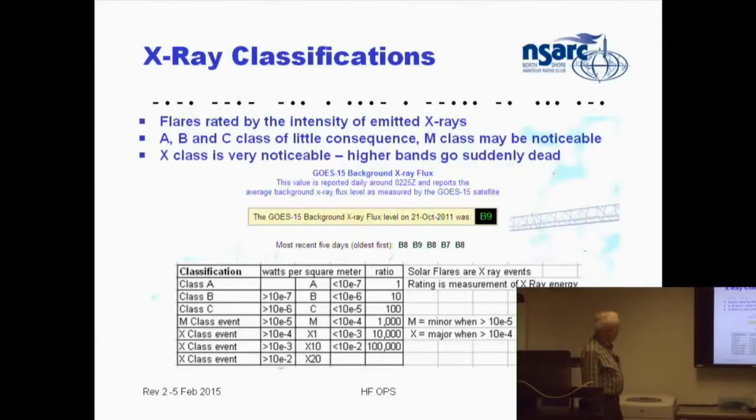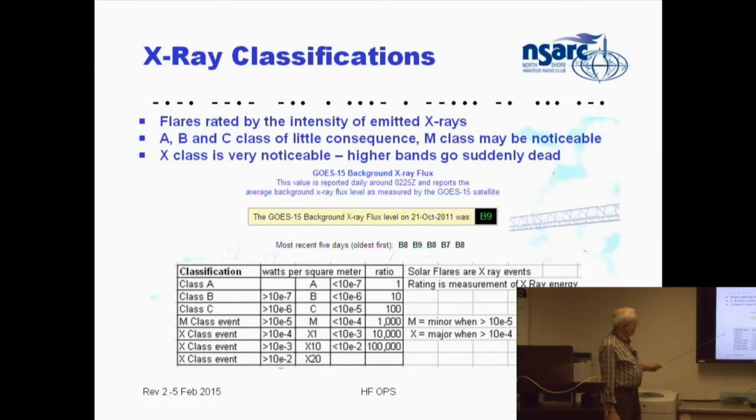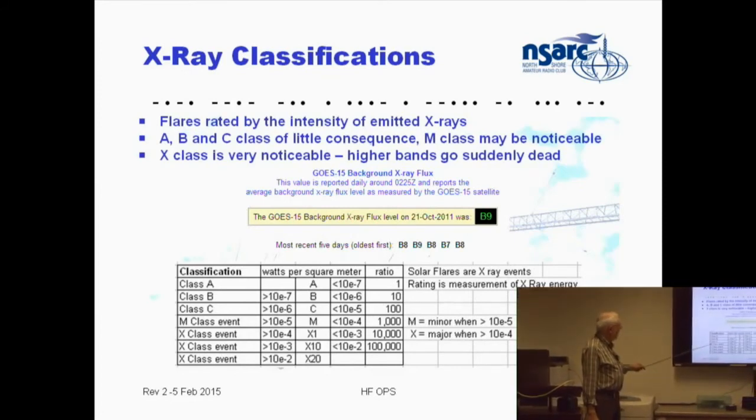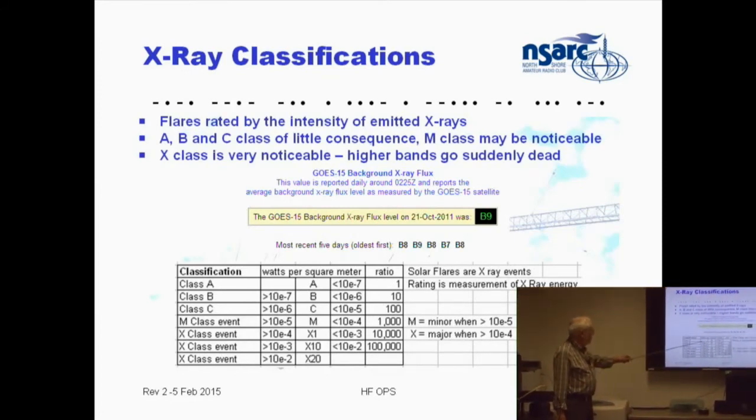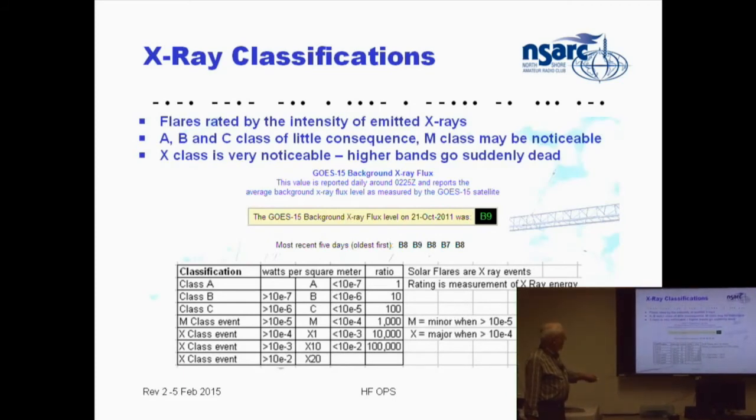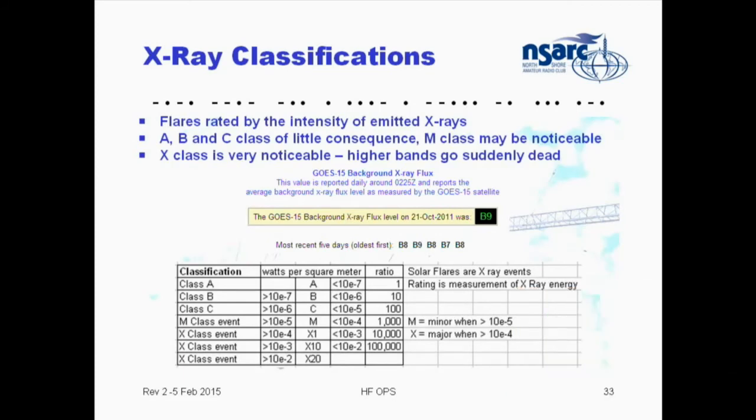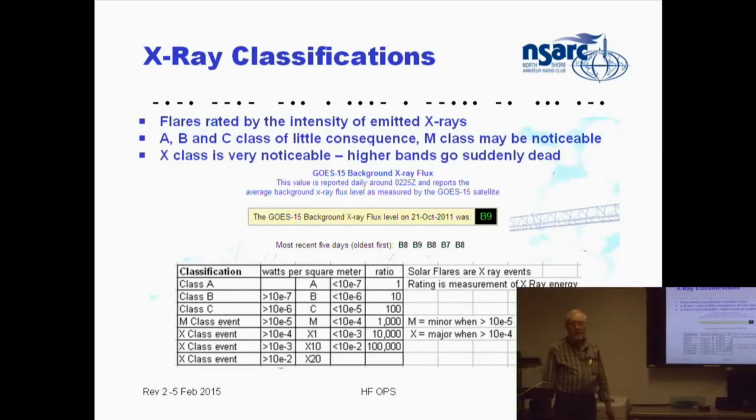The X-ray classification, same thing. Class A, B, C, M class, X class. Each one going up by an order of magnitude. Watts per square meter doesn't sound like a whole lot, but when you're talking about millions of square meters up there, it's a lot of energy. Seriously disturbs the ionosphere. And so you look at this and they'll say, oh, there's a class B flare. You don't pay any attention to that. If you see a class M, you'd say, that's interesting. And a class X, you'd say, we're looking at possible problems.